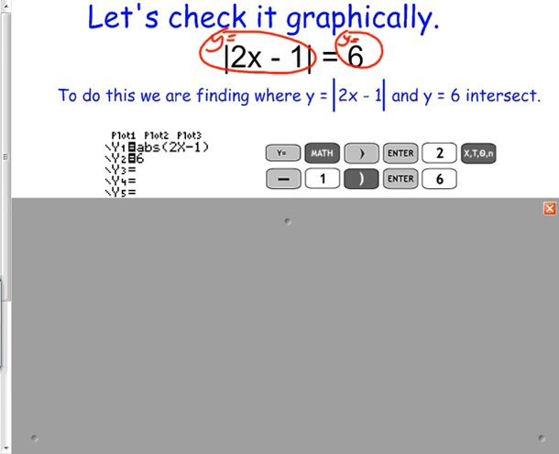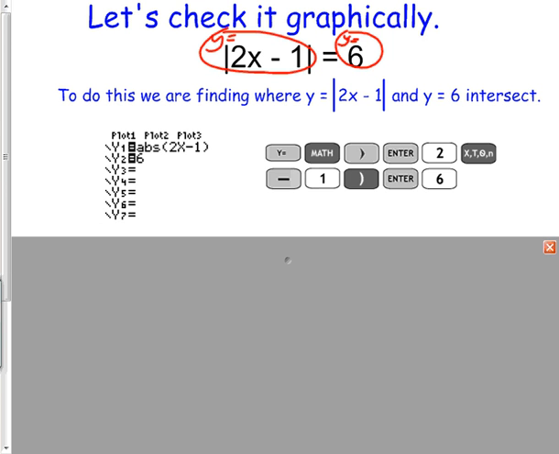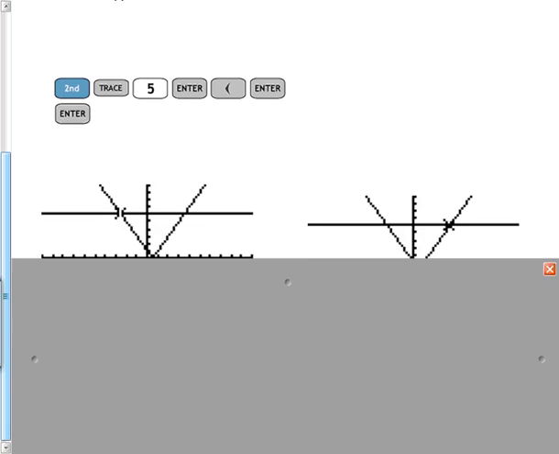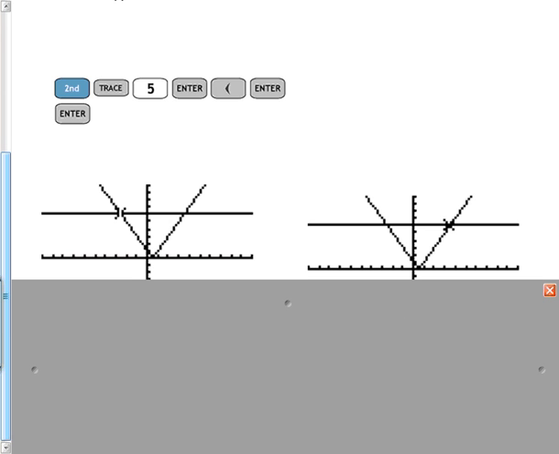I'll just do this one for you. If you type this puppy into your calculator, it would go ABS 2x minus 1. That's how you do absolute value. And then the other one is y equals 6. And then when you actually graph it, it looks like this. And the answers are the two spots where it crosses. Here. So this is one of them, and the other side's the other one.